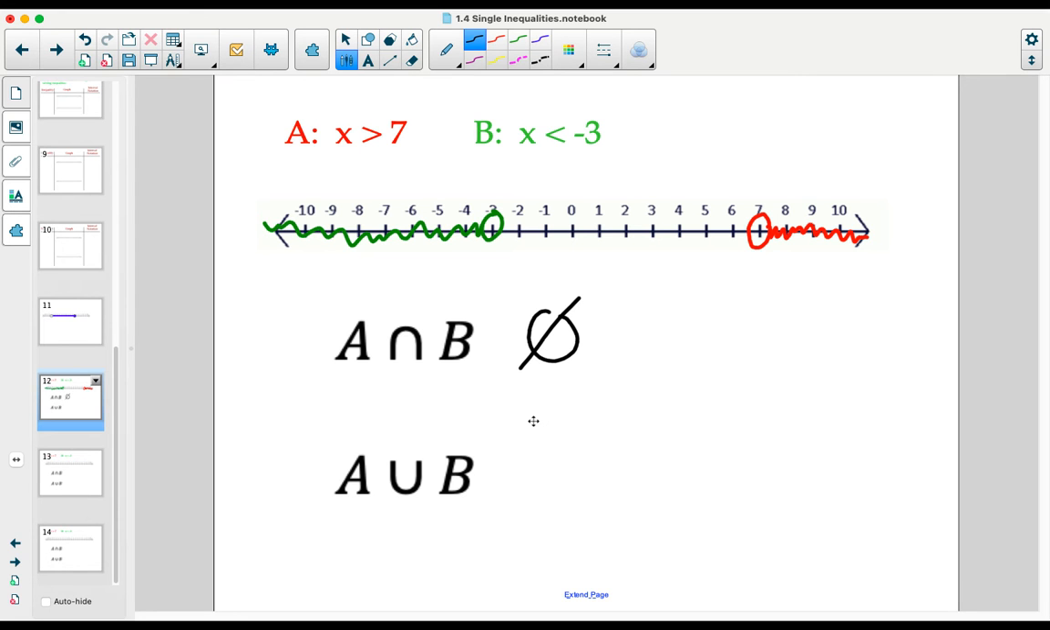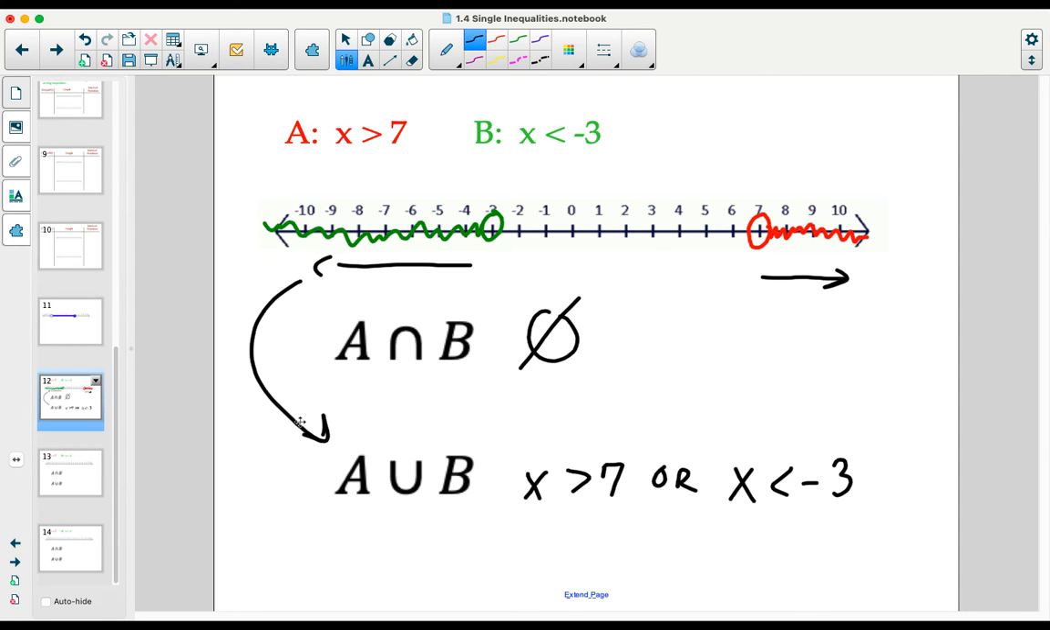Contrast that to the union, and the union will be both of the inequalities together. X is greater than 7 or x is less than -3. Remember that the union is happy with anything. It just wants to see some solution in a space, and that space can be counted towards the larger solution set. And that's what's happening in this example. We have these two inequalities that are pointing out away from each other. And if we union them together, we end up with one large solution space that consists of the two smaller inequalities.